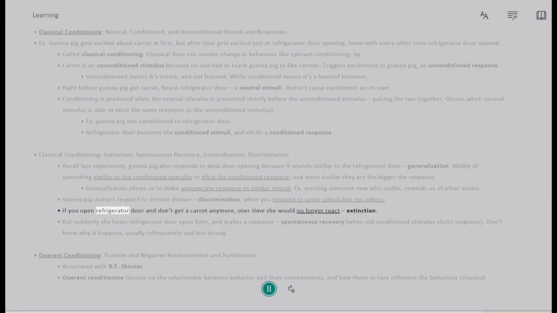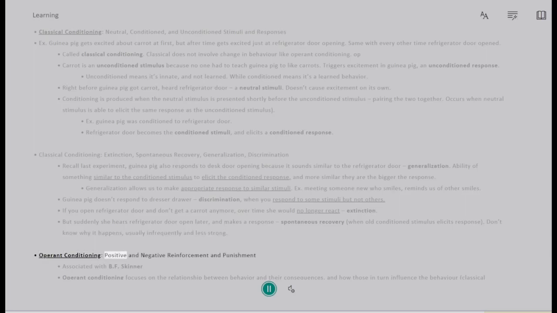The guinea pig doesn't respond to the dresser drawer: discrimination, when you respond to some stimuli but not others. If you open the refrigerator door and don't get a carrot anymore, over time she would no longer react: extinction. But suddenly she hears the refrigerator door open later and makes a response: spontaneous recovery, when an old conditioned stimulus elicits a response. We don't know why it happens; it's usually infrequent and less strong.